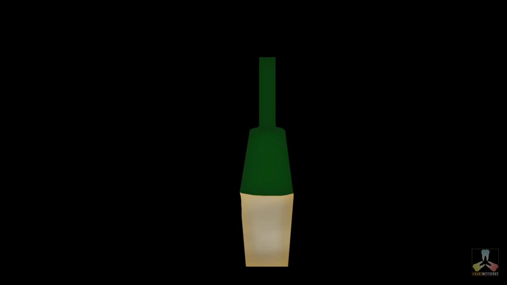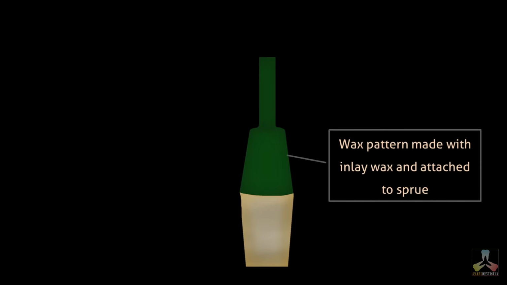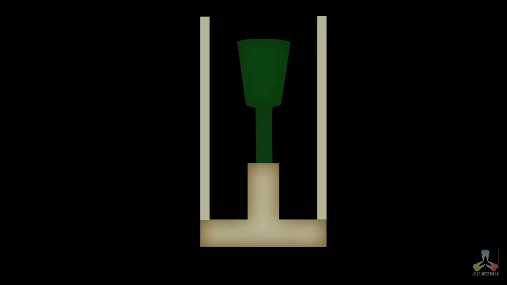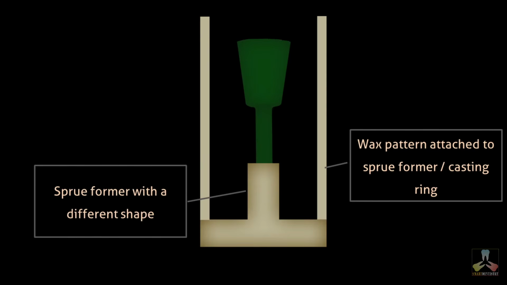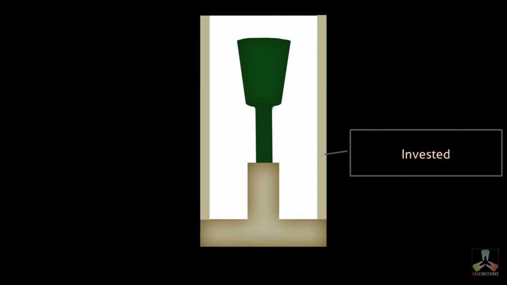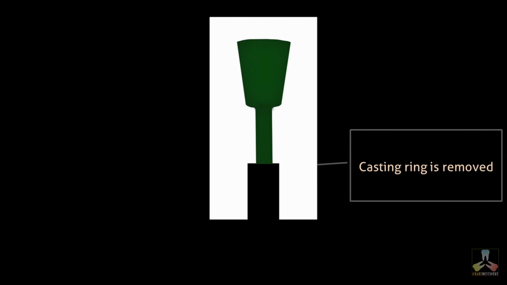A wax pattern of the coping is made with inlay wax and a sprue is attached to the coping pattern. The wax pattern is attached to the sprue former. Note that the sprue former has a different shape in order to accommodate the ceramic blocks. The wax pattern is invested with a phosphate bonded investment. Sprue former, leveler and casting ring are removed and the investment is allowed to set completely.